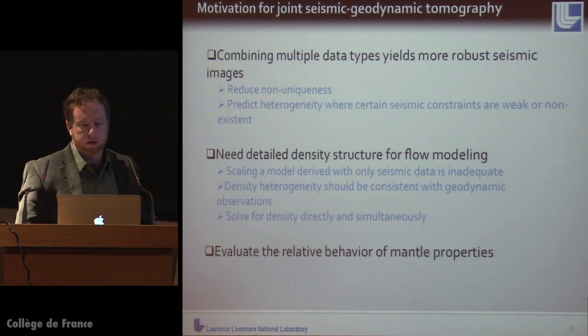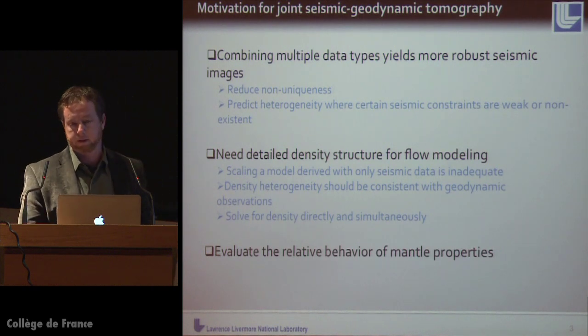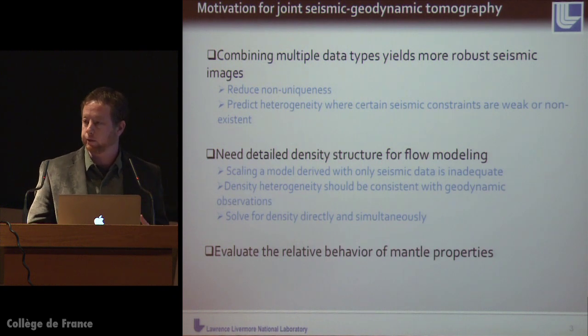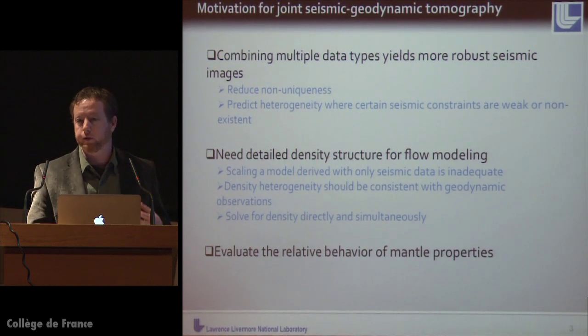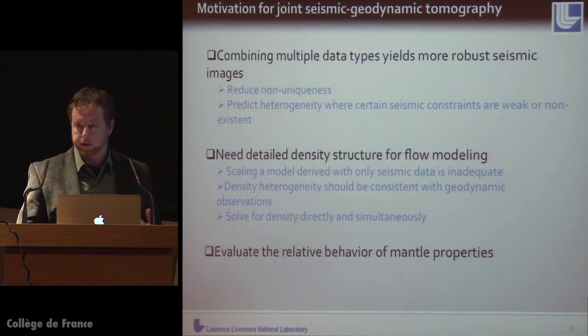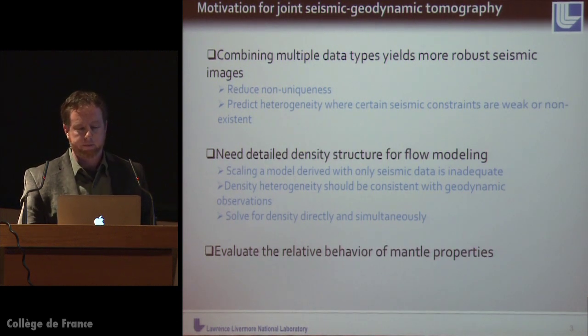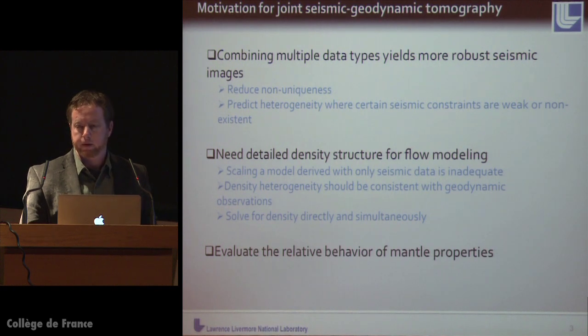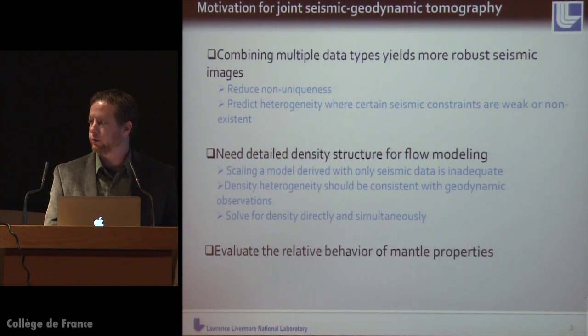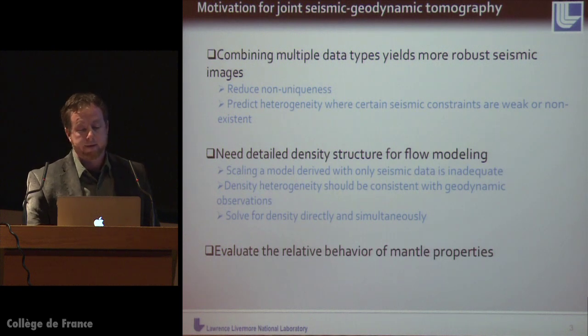Okay, so the motivation for joint seismic geodynamic modeling is we know in general that if you combine different types of data, you can reduce the non-uniqueness of a solution. And imaging the Earth is extremely non-unique, so the more types of data that you can put towards that image, the better. And we can also predict heterogeneity where seismic constraints are very weak if we use geodynamic information as well. We need detailed density anomalies in the Earth. And this is a step towards that. I don't think we're there, probably just the very beginning stages of it.